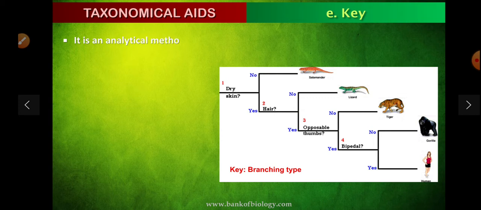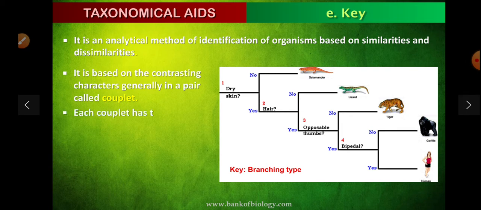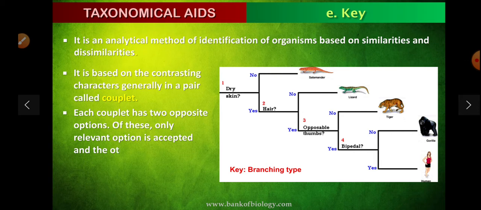Key. It is an analytical method of identification of organisms based on similarity and dissimilarity. It is based on contrasting characters, generally in pairs called couplets. Each couplet has two opposite options. Of these, only the relevant option is accepted and the other is rejected. Each statement in the key is called a lead.